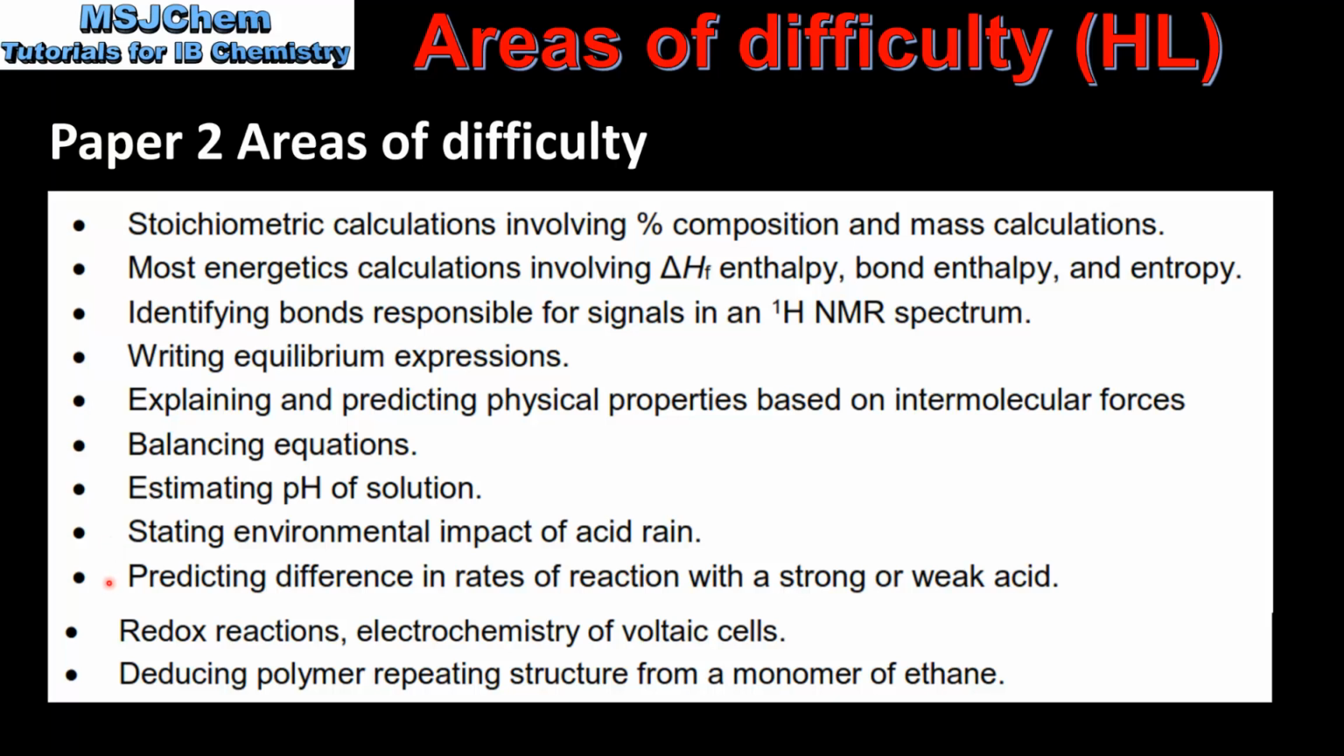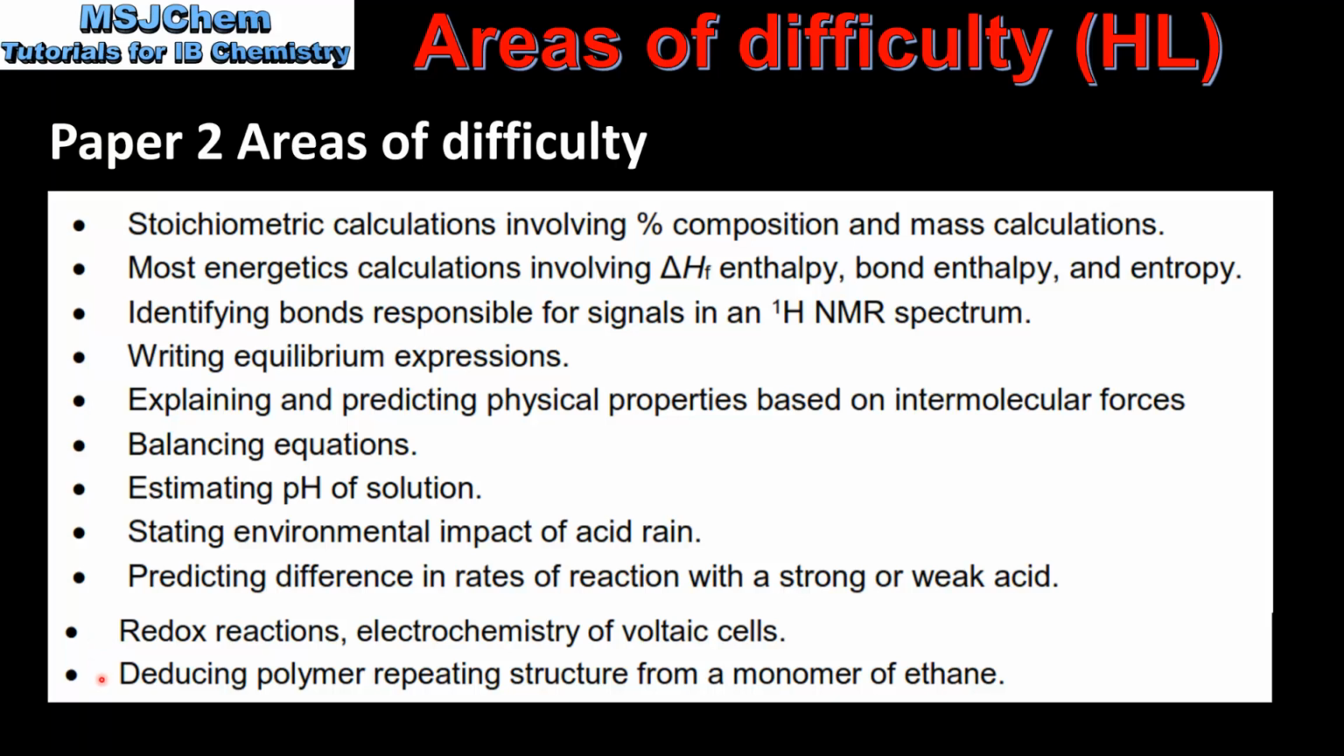Next, we have predicting difference in rates of reaction with a strong or weak acid. So a strong acid will have a faster rate of reaction with an active metal, such as magnesium, than a weak acid of equal concentration. Next, we have redox reactions and electrochemistry of voltaic cells. This is topic 9 and 19.